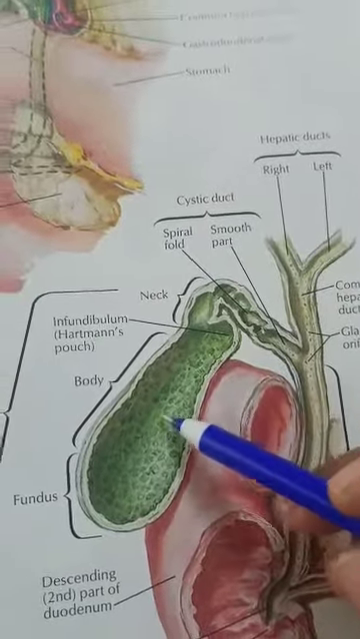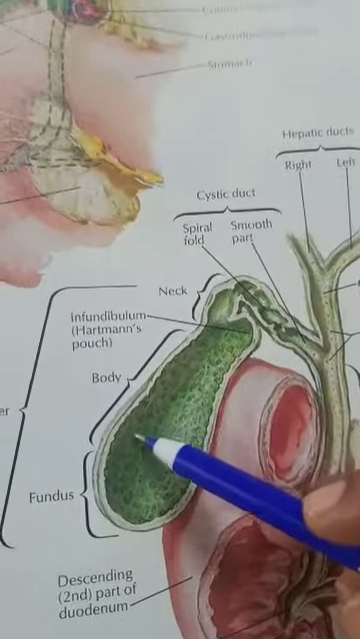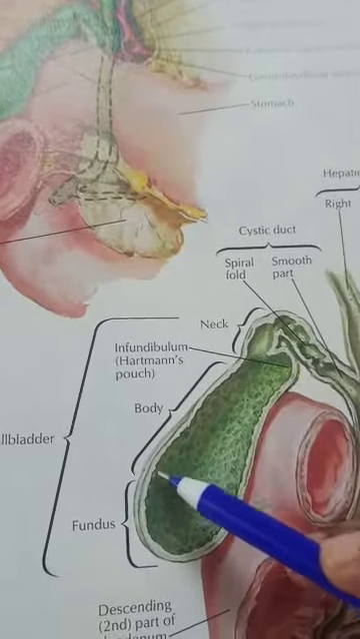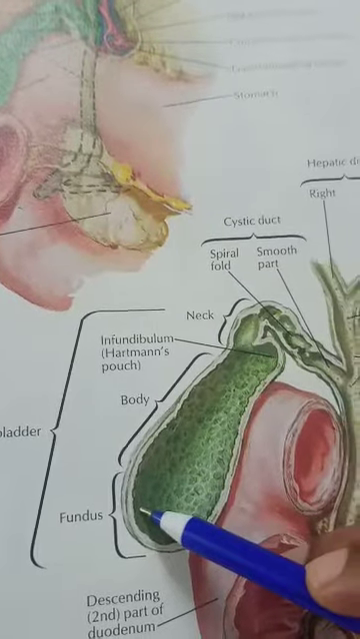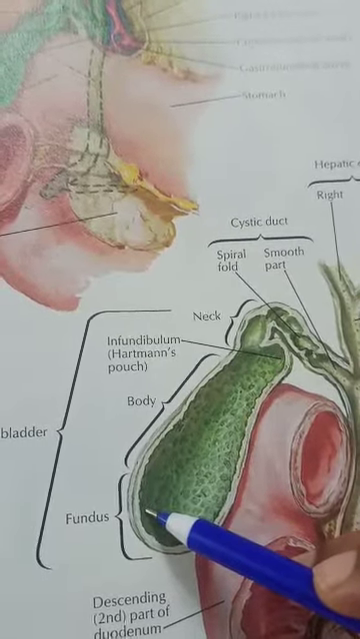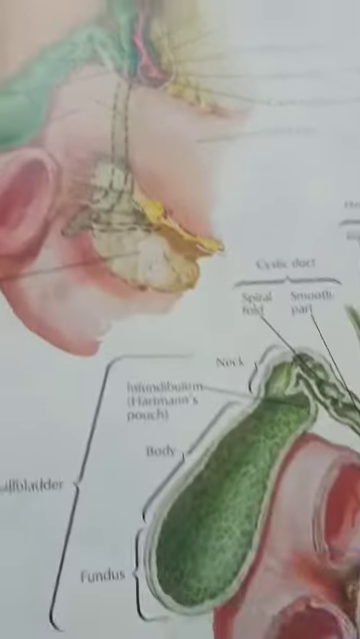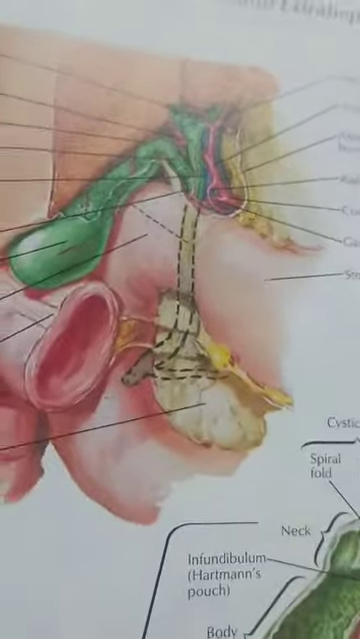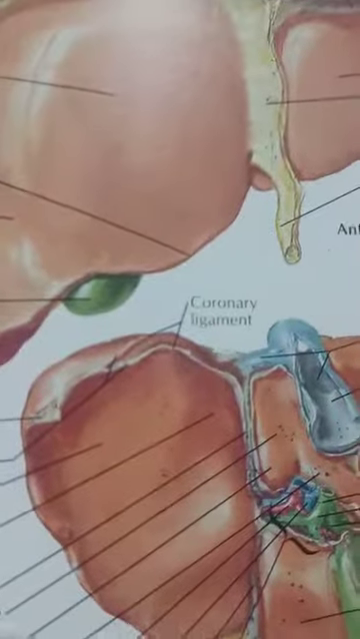The main portion comes in contact with the anterior abdominal wall at the junction between the ninth costal cartilage and the anterior abdominal wall. Okay. So here this portion, the fundus, will come in contact with the anterior abdominal wall. I am showing the diagram.